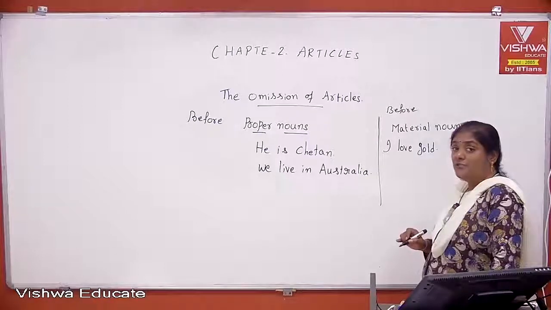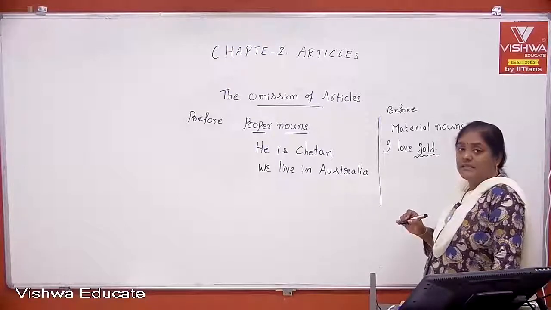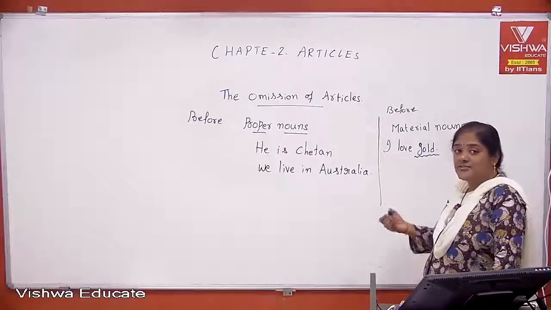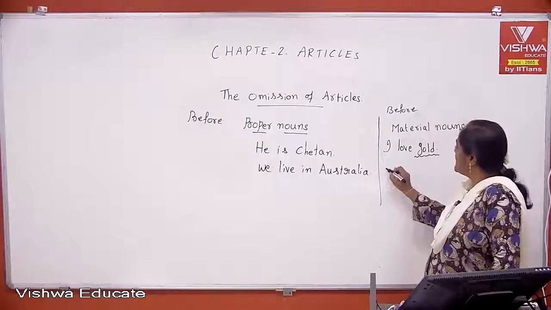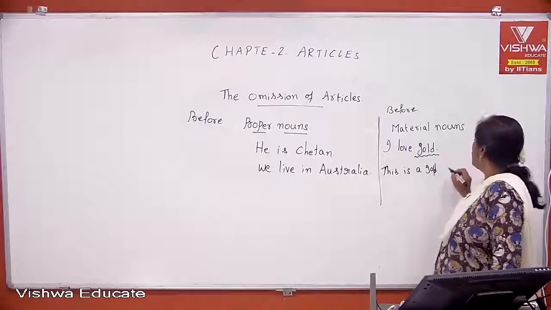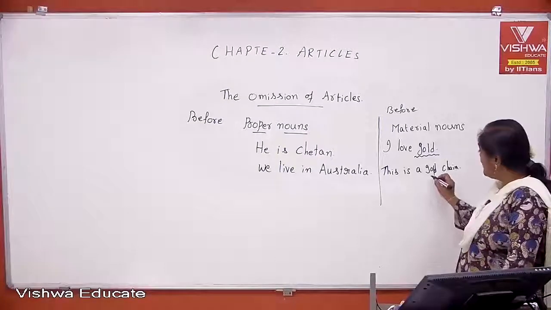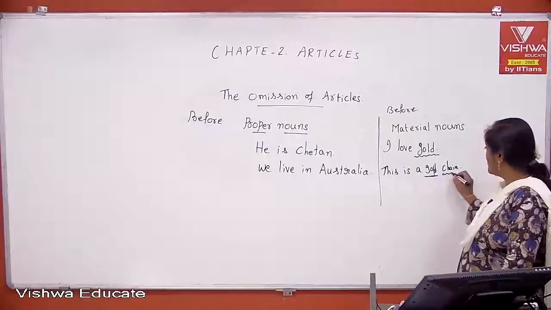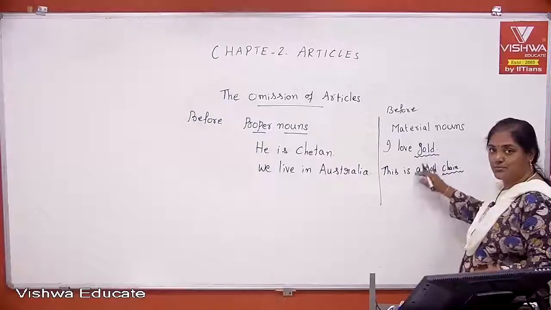But if you do not use it as a material noun, then you can use article. That means, for instance, if you're using it as an adjective or a common noun, then you can use. For example, look at this. This is a gold chain. So here I'm not talking about gold as metal. I'm talking about chain. Then I can take it. Hope you understood the difference between these two.